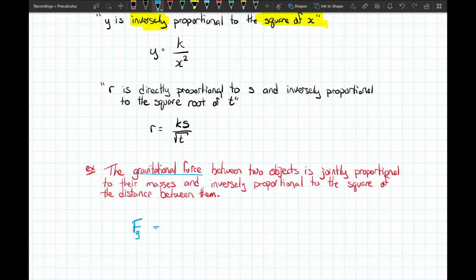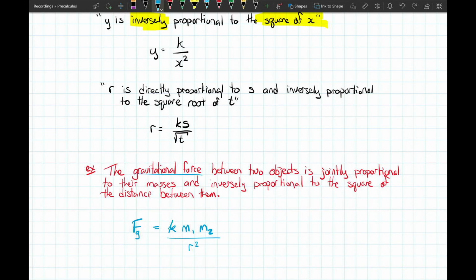Now, it is jointly proportional to their masses, so we'll leave room for some sort of constant of proportionality. And since we have two masses, maybe we'll let one be m1, and we'll let the other mass be m2, and we can use these little subscripts so that they are different, unique values. And inversely proportional, so we know we have some sort of fraction, the square of the distance between them. And you could use d for distance, but in this sort of application, we often think about a radius. And so we'll use r. And it's the square of that distance, r squared.